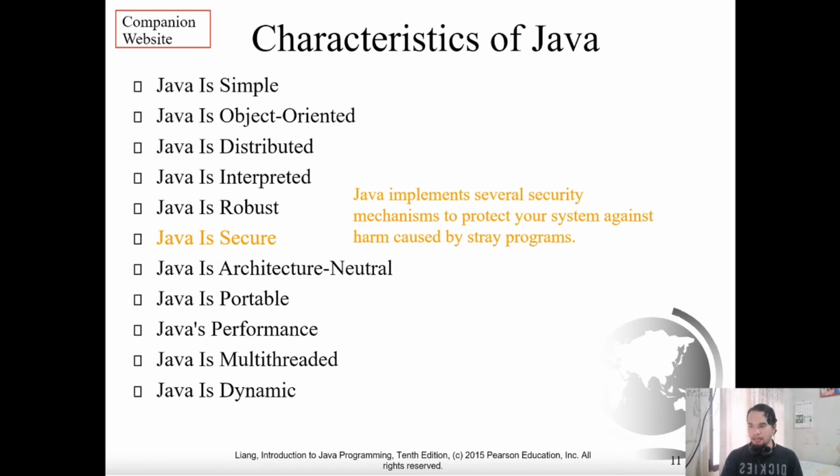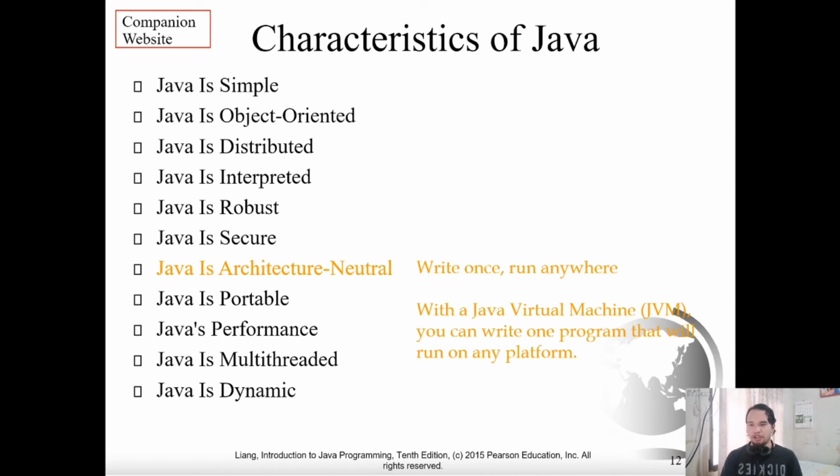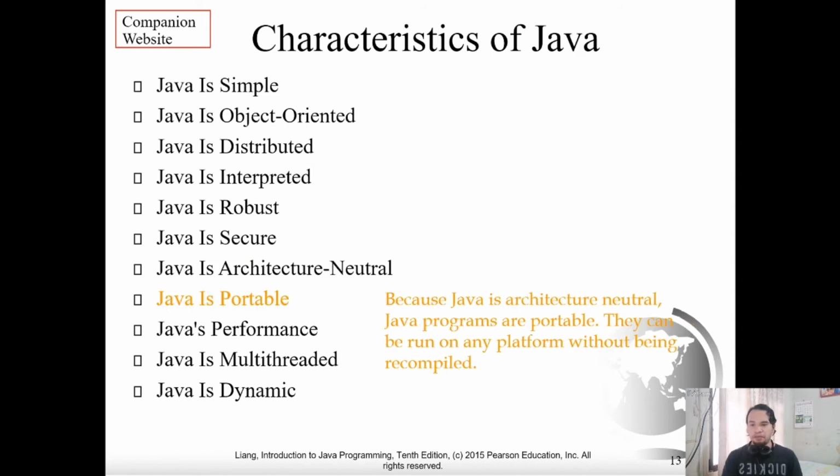So next is Java is architecture neutral. So para sa tong giingon kanina nga it is cross-platform, kay a platform could be considered as an architecture, okay? So you write it once, you run it anywhere, okay? So as long as it has a JVM installed, okay? So you can write one program that will run on any platform. So Java is portable, okay?